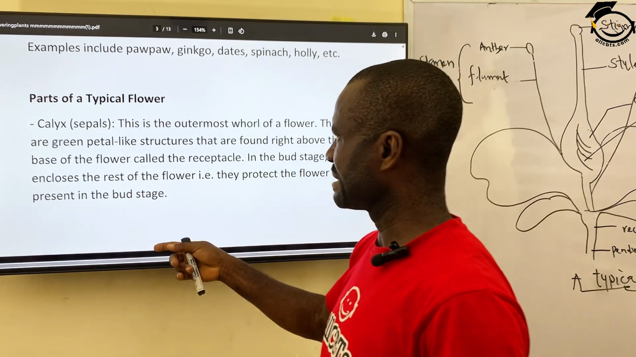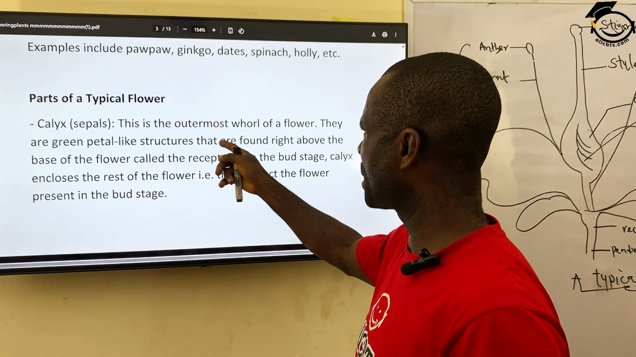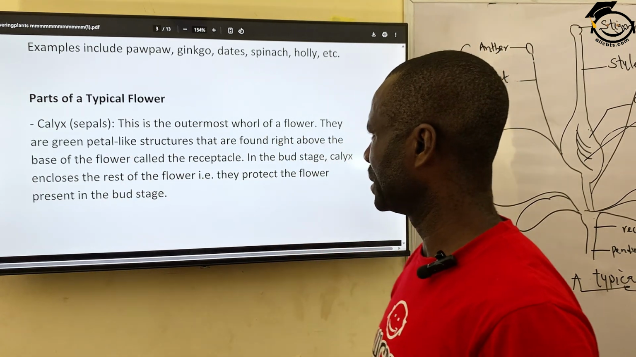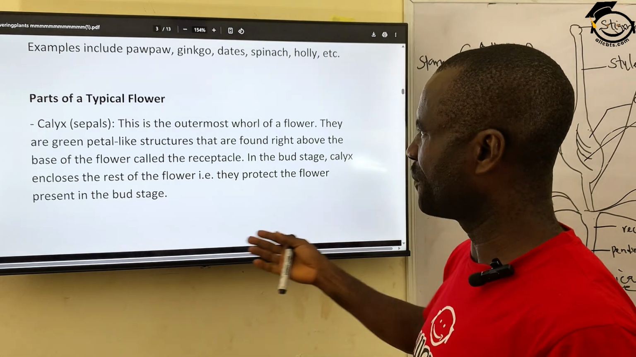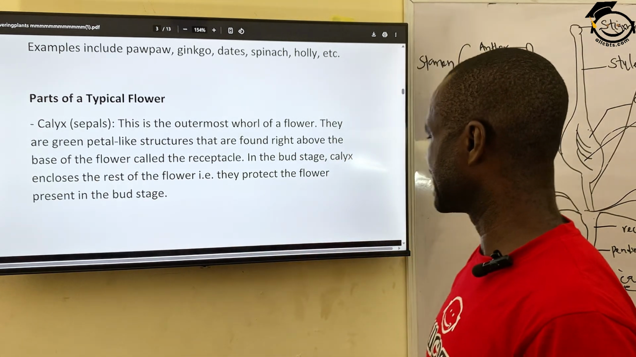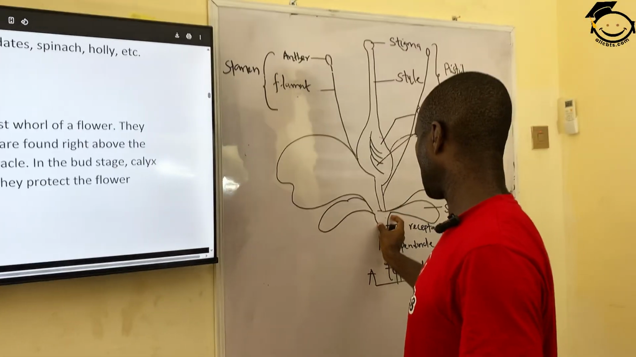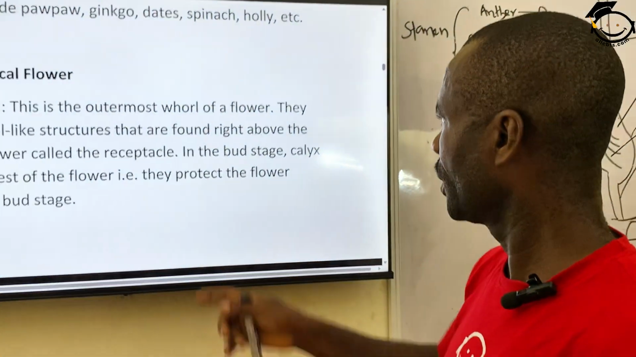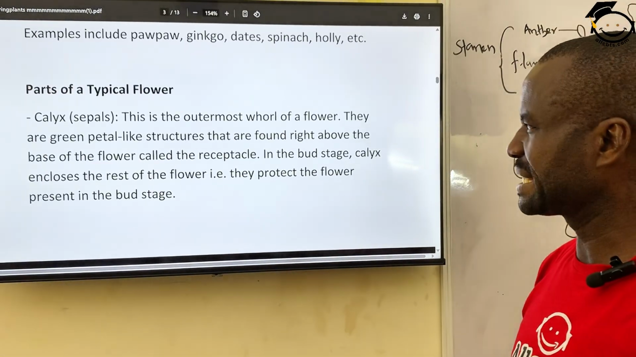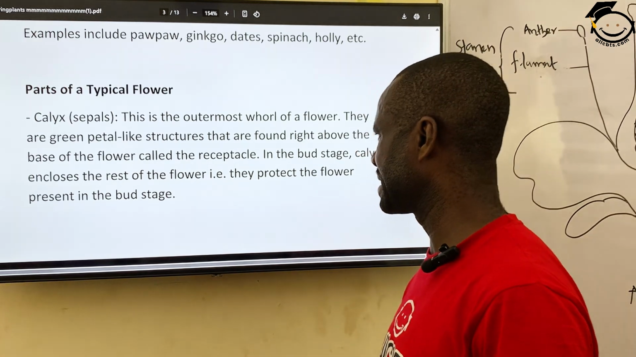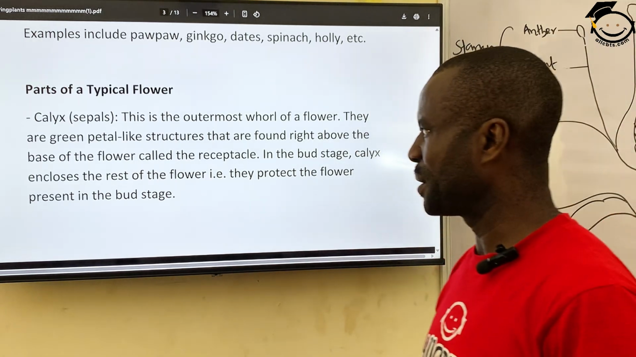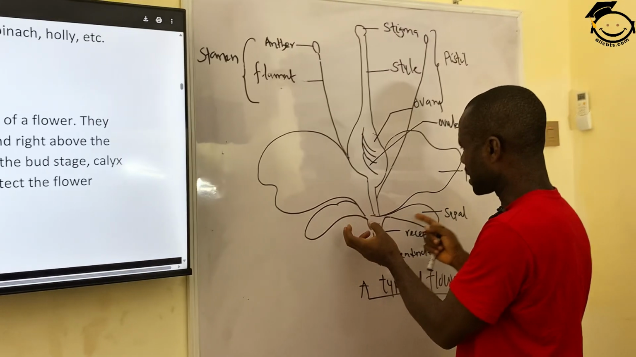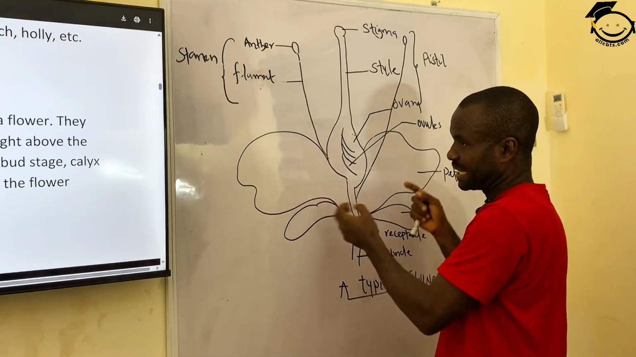Now, let's look at parts of a typical flower, which we have explained. So, calyx, let's define them. Calyx is the outermost whorl of a flower. They are green petal-like structures found right above the base of the flower, called the receptacle. Just above the receptacle is the calyx or the sepal. In the bud stage, the calyx encloses the rest of the flower. That is, it protects the flower in the bud. This is the outermost part that protects the entire flower.